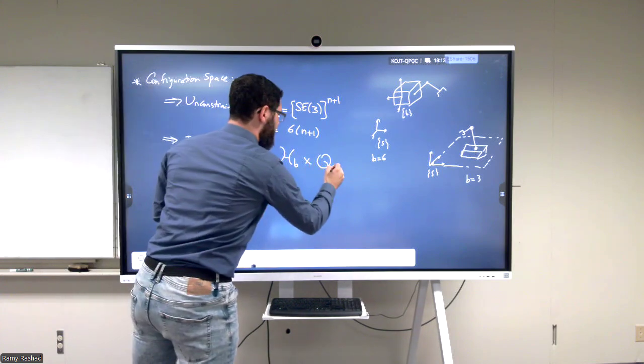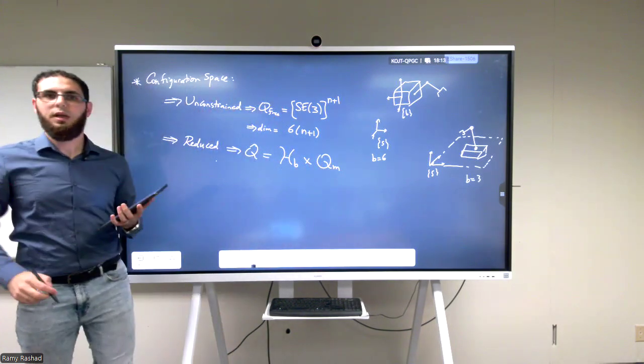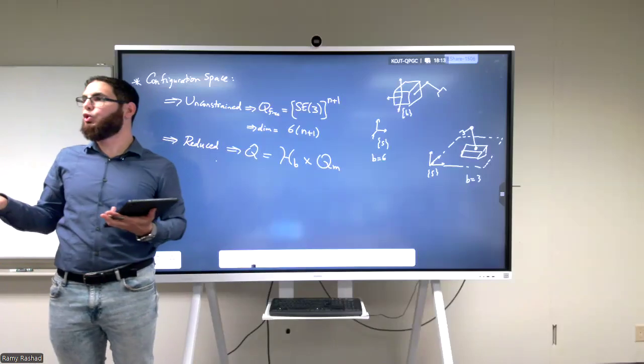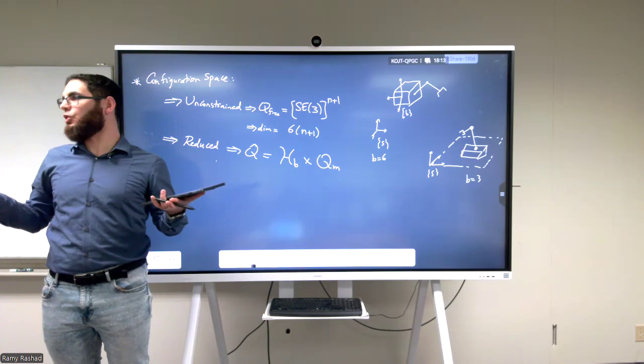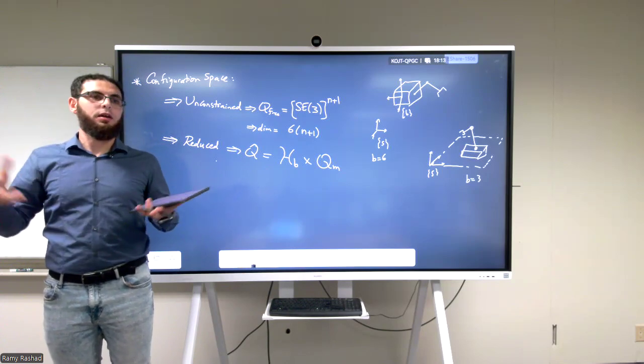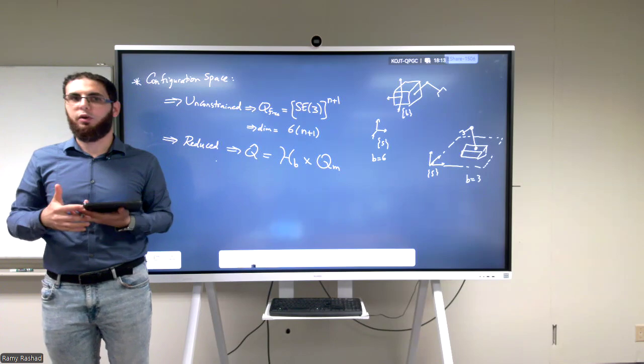We're going to call the manipulator one QM. So QM, if I have n revolute joints, is going to be the n-torus. If I have n prismatic joints, I'm going to have just Rn. If I have a combination of both, you can have a combination.